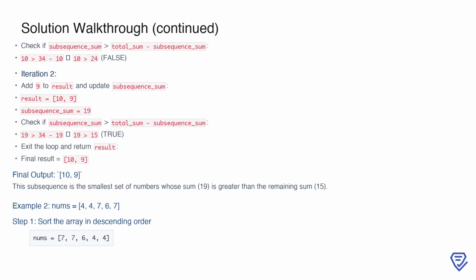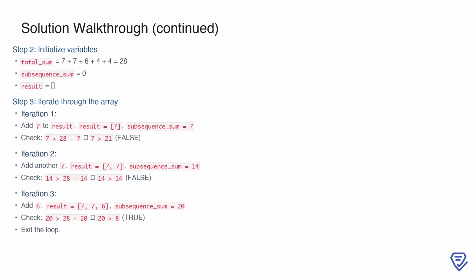Moving to the next example, the input array is nums equals 4, 4, 7, 6, 7. First, we sort the array in descending order. After sorting, it becomes nums equals 7, 7, 6, 4, 4. With the sorted array, we initialize the variables. The total_sum is calculated as 28 by summing up all the elements. We set subsequence_sum to 0 and start with an empty result list.